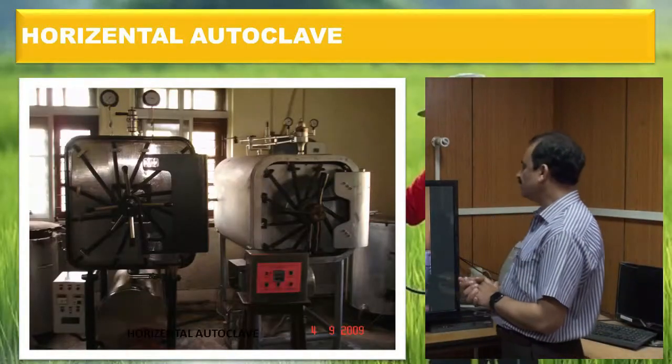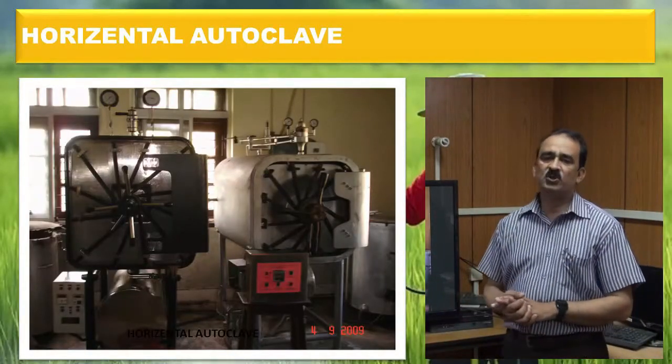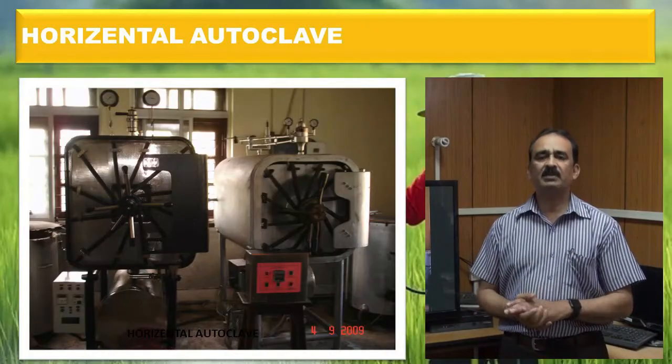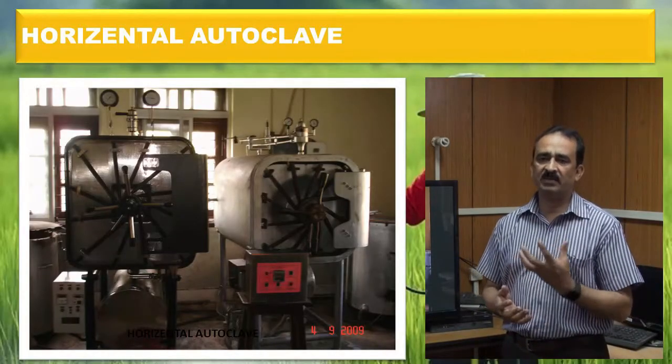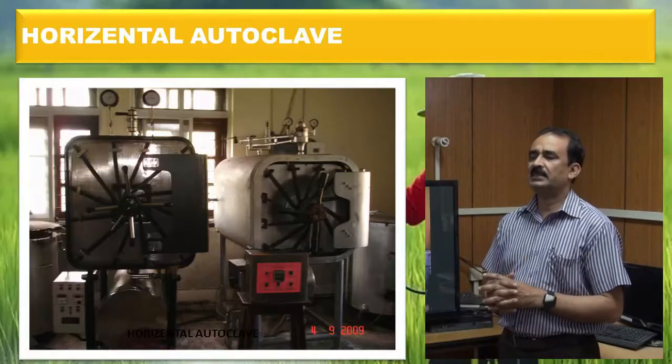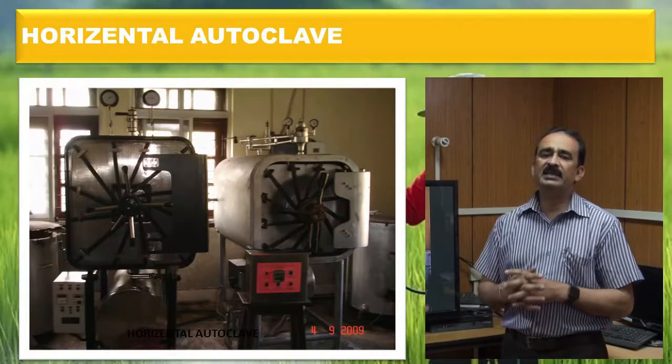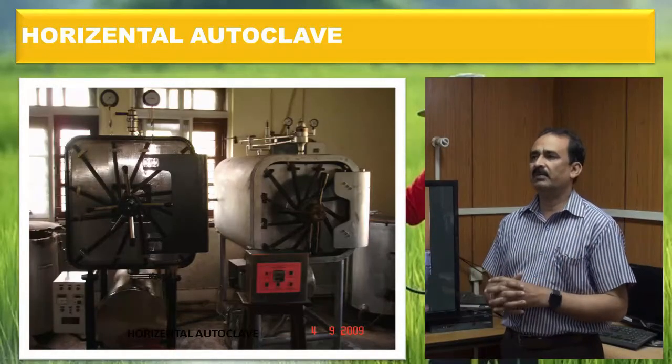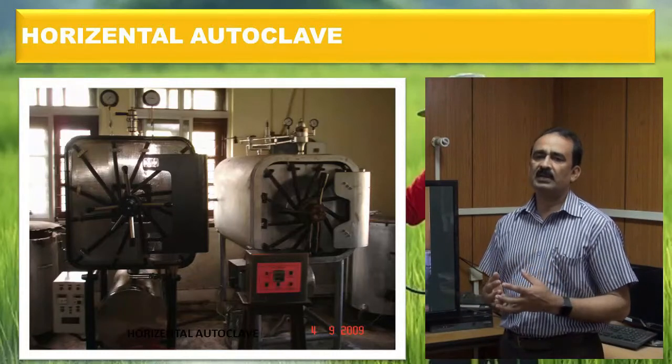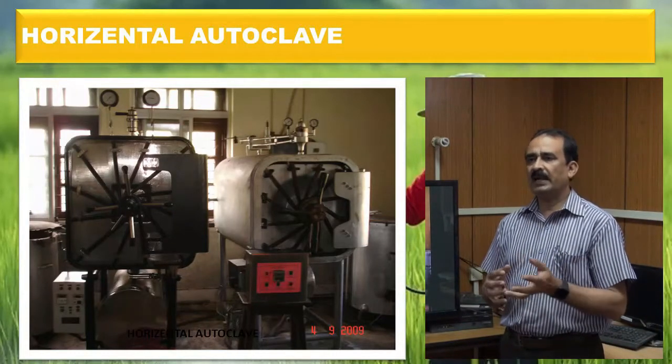This is the horizontal autoclave. This instrument is used for sterilization of media as well as carrier material. Sterilization means you remove the living things, or any living organisms, so the material is free from any living things.